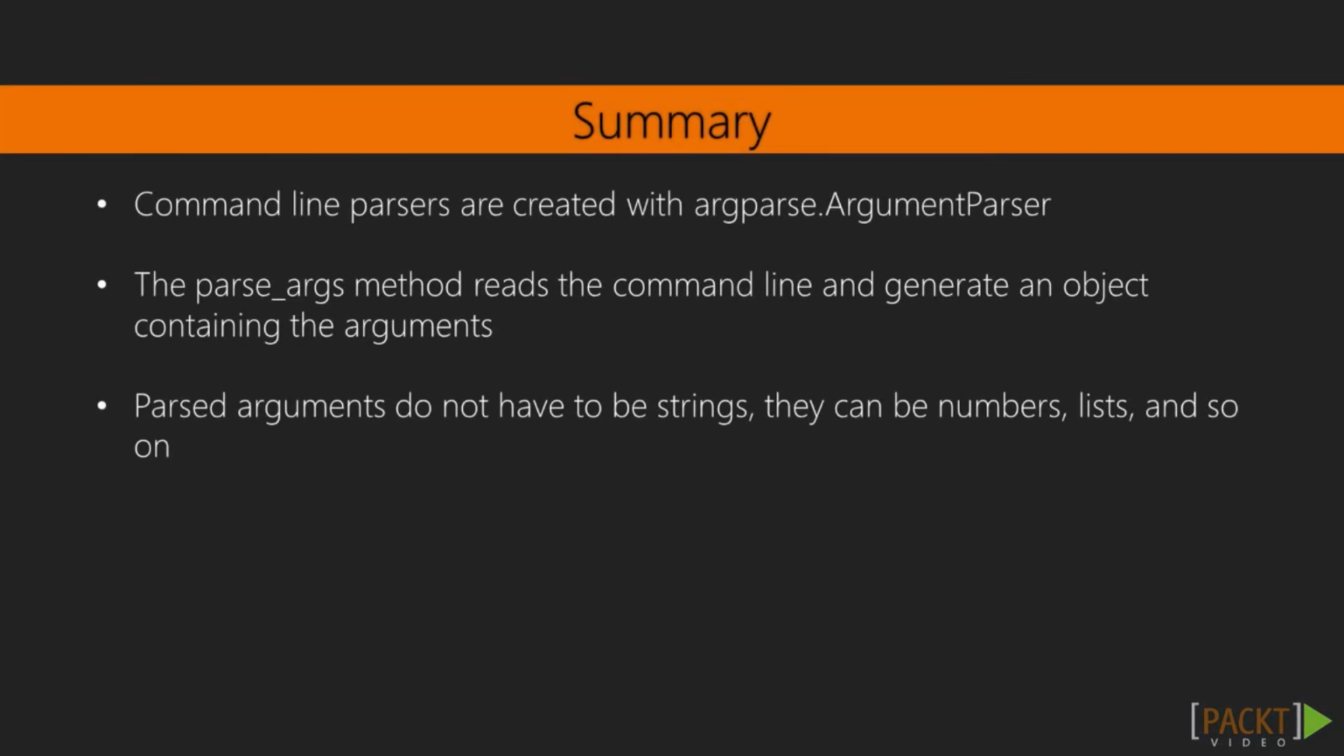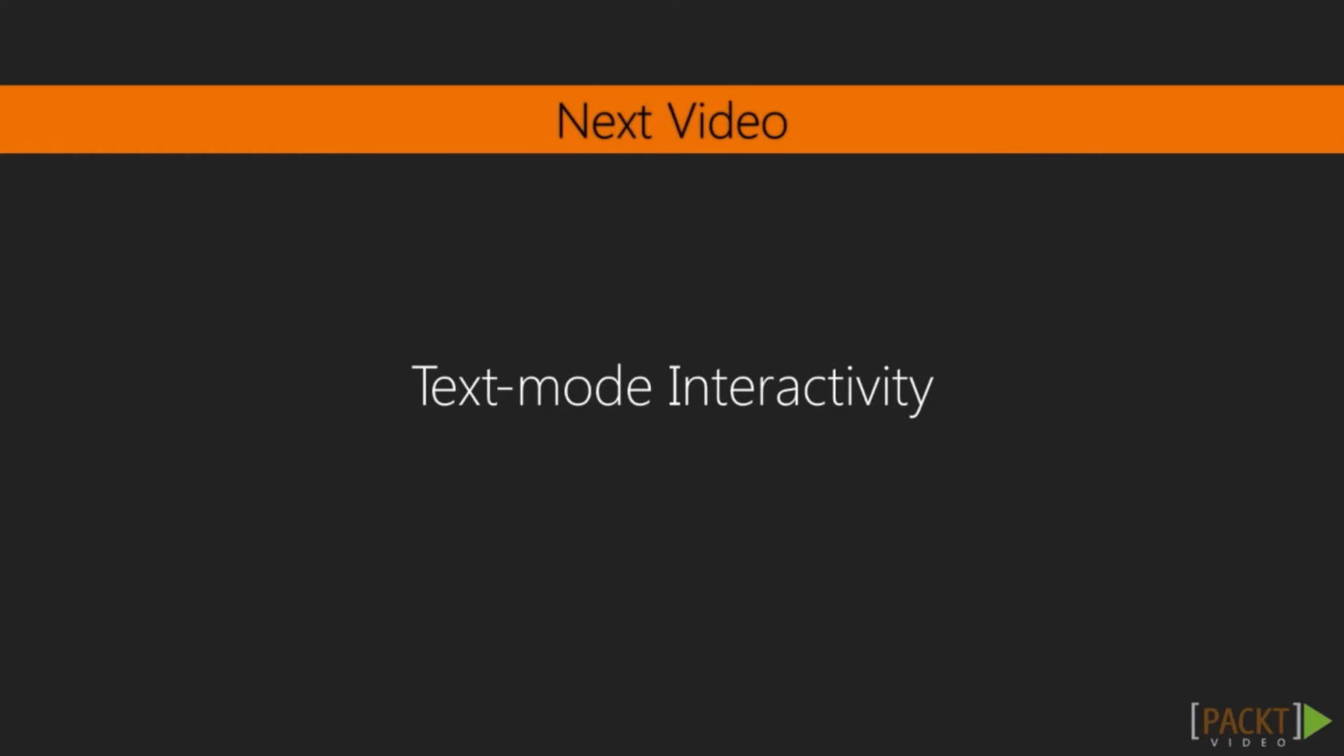Now that we've worked out how to read the information that's given to us when the program starts: command line parsers are created with argparse.ArgumentParser. The parse_args method reads the command line and generates an object containing the arguments. And the parsed arguments do not have to be strings. They can be numbers, lists, and so on. In the next video we're going to look at how to interact with the user while the program is running.